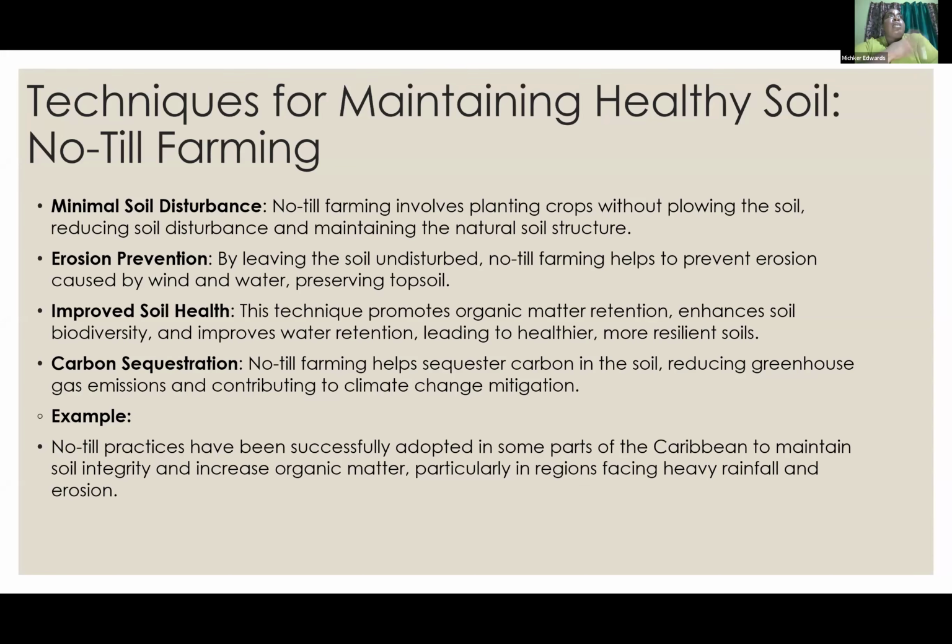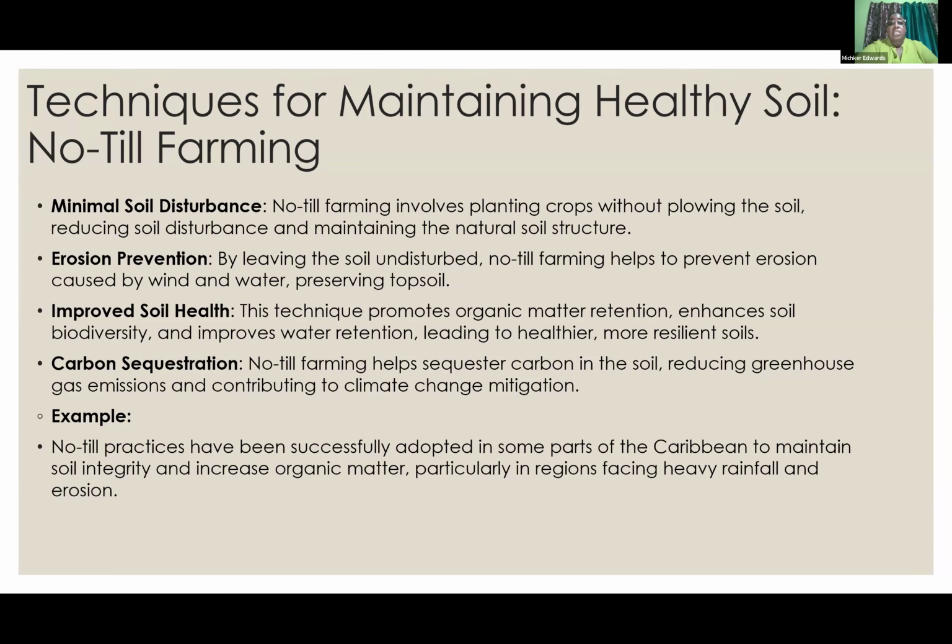So no-till farming could occur where you also have lands that are waterlogged. So you don't want to continuously till that soil, and once you have a waterlogged soil, it's ideal to do no-till farming. Or if you have a sloping land, it's ideal to do no-till farming so you do not disturb the soil, right?